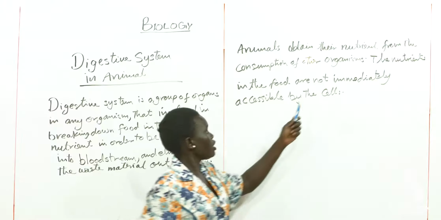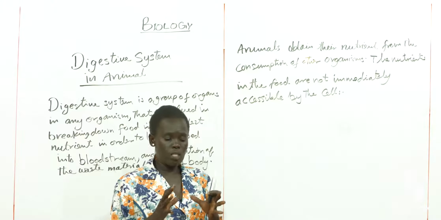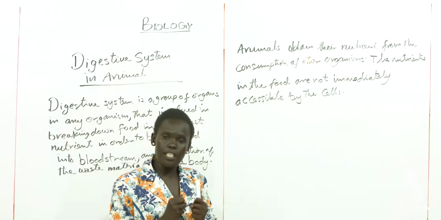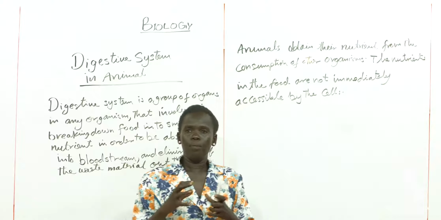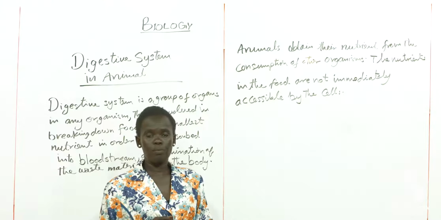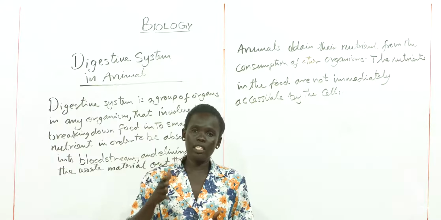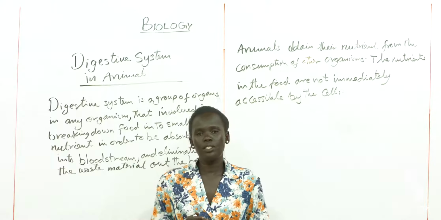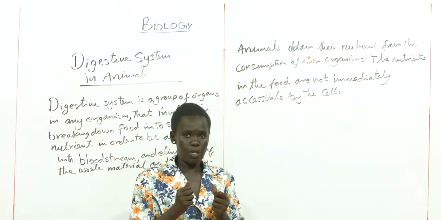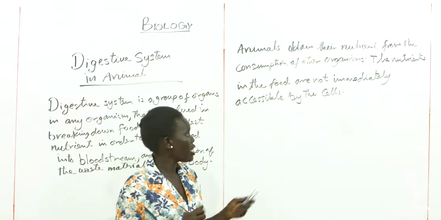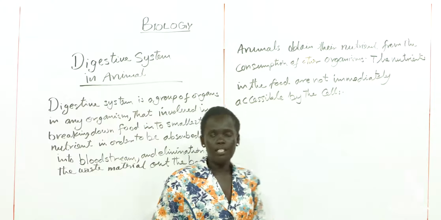That means the nutrient in the food we got, the cell cannot absorb it when it is still in that large molecule form. So that big or large molecules should be broken into the smallest molecules so that the cell can absorb. If the cell can absorb the nutrient, that means the nutrient become what? Accessible by the cell.